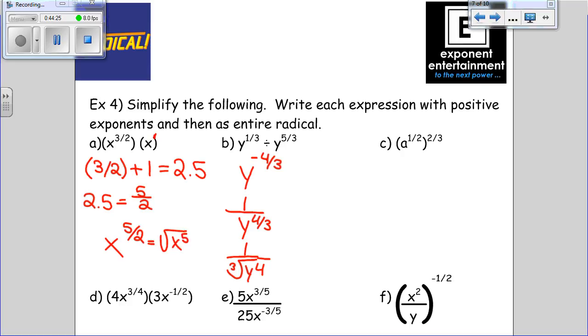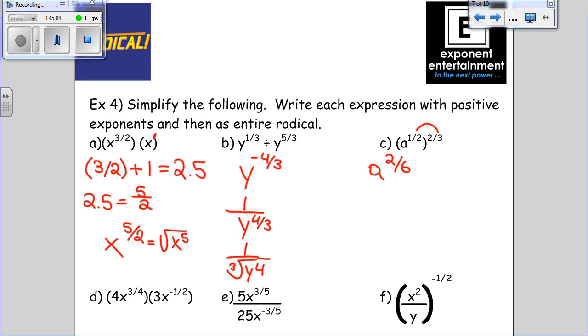Okay, looking at C. How is this fraction going to come in? What do I have to do? Distribute it, and when you distribute it, you have to multiply the exponents. So you're doing 1 half times 2 over 3 in your calculator, and then go math, frac, and you should get a to the power of 2 over 6. So 1 over 3? Yeah, you should definitely get 1 over 3, because 2 over 6 is 1 over 3. It's the same thing.